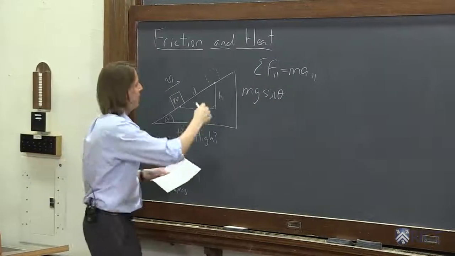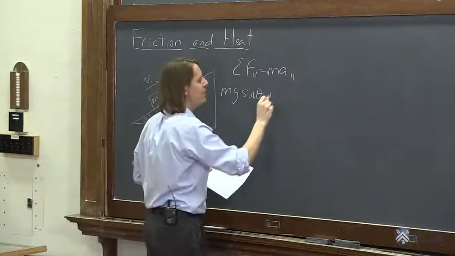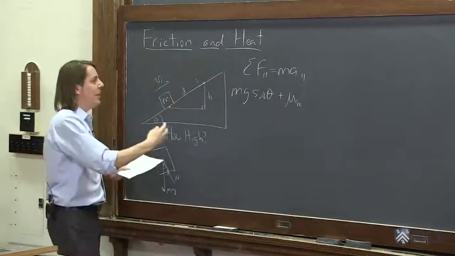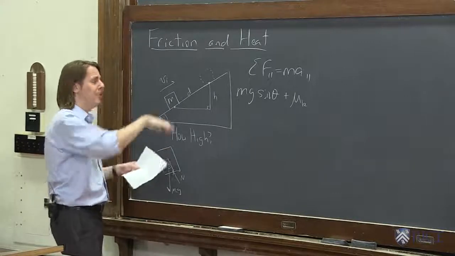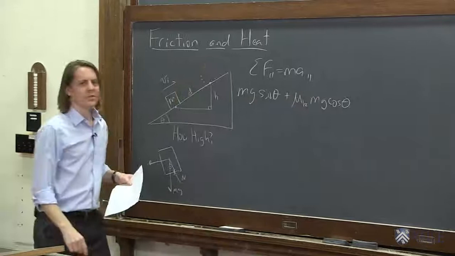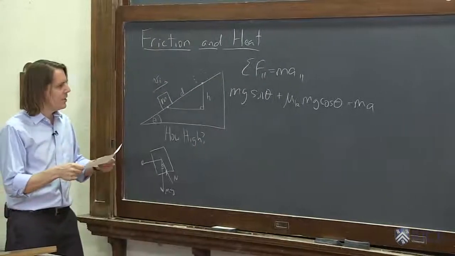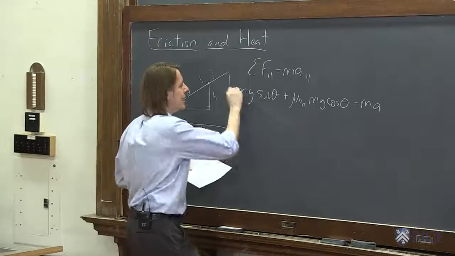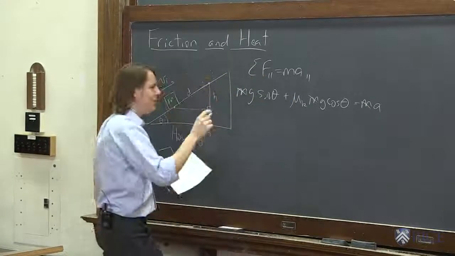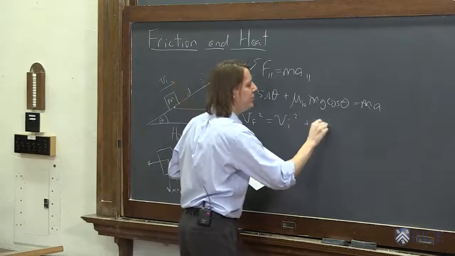Now, what about the other force? Also down the ramp, we have the friction force, the kinetic friction, mu k times the normal force. What's the normal force? It's the thing pushing into the ramp and pushing back, and it must be mg cosine theta. There's the sum of the forces, equals ma. Now I can cancel the masses, and we're going to put the acceleration a in v final squared equals v initial squared plus 2ad.